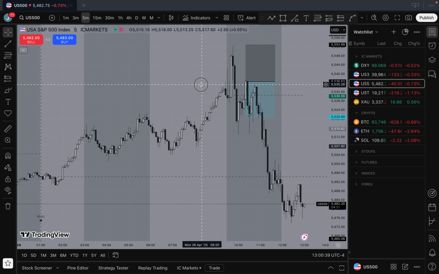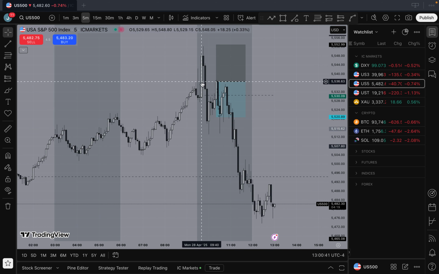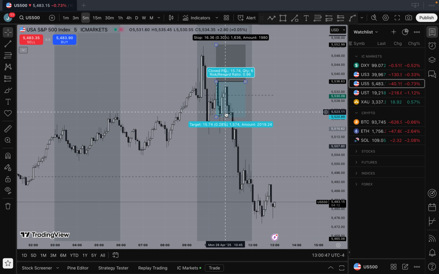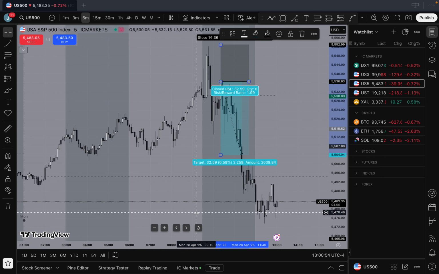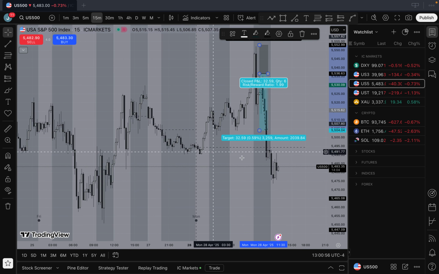Yeah, so on the 5 minute that looks a lot cleaner, doesn't it? Right in between this little gap, tiny little inverse fair value gap there, and that would be a nice little entry. And for targets, what would you look at? Go on a 15 minute, get a bit more of a clear picture.